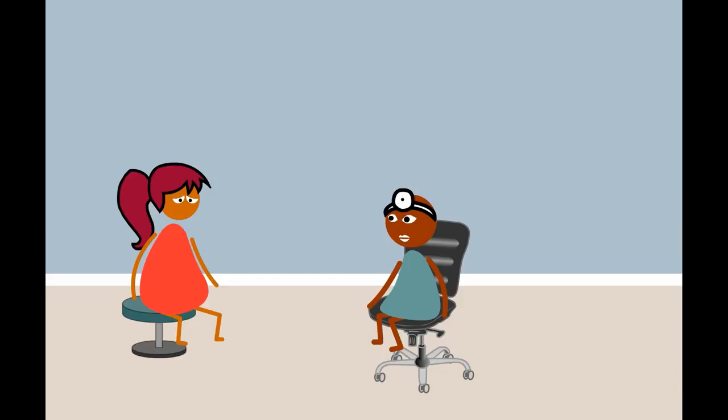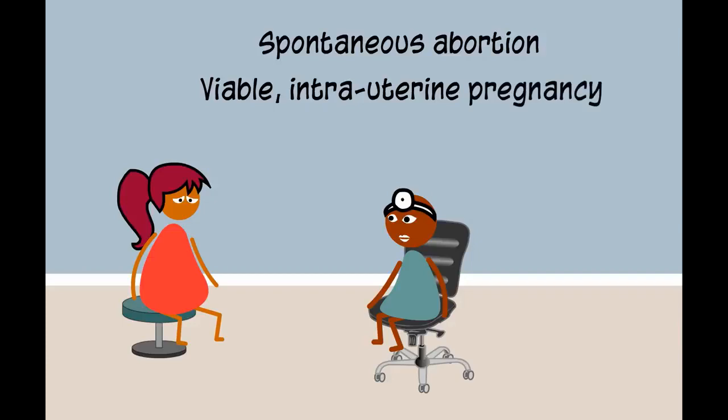The differential diagnosis for vaginal bleeding in the first trimester includes spontaneous abortion, viable intrauterine pregnancy, and ectopic pregnancy. When a woman presents with vaginal bleeding in the first trimester, therefore, it is essential to first determine the location of the pregnancy and whether the pregnancy will ultimately be viable.